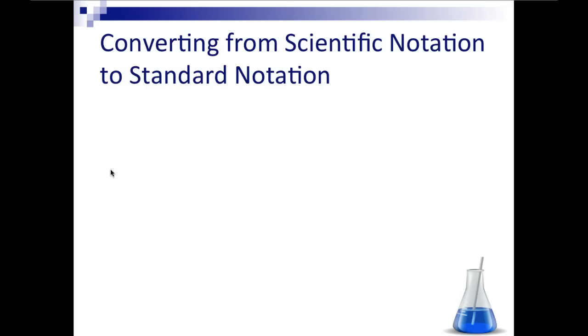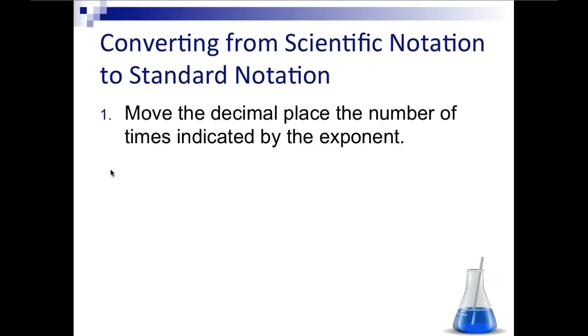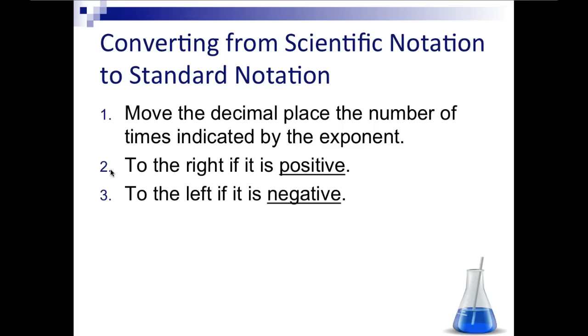Now, how do we go the other way? How do we convert from scientific notation to standard notation? Well, you're going to move the decimal place the number of times it's indicated by the exponent. You're going to move the decimal place to the right if the exponent is positive. You're going to move it to the left if the exponent is negative. So, let's try one of these. So, 4.5 times 10 to the minus second. The exponent is negative, so we're going to move it to the left 2 places. So 1, 2, and we get 0.045.